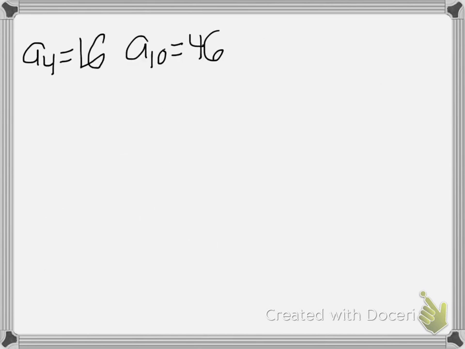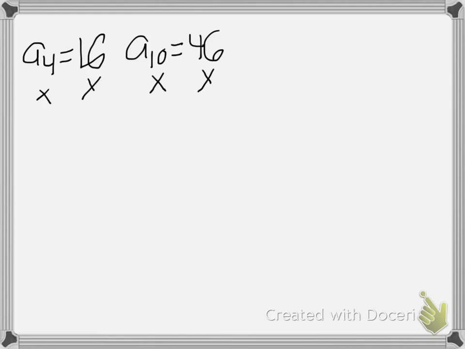Okay, so now all you're given is 2 points. A sub 4 equals 16 and a sub 10 equals 46. The thing that you need to realize about this is, remember, there is a constant difference between each of these points. So how do I find that constant difference? Well, this is kind of like a slope. This is an x value, this is a y value, this is an x value, this is a y value. So you have two ordered pairs. How do you find the slope of the ordered pair? The slope is the constant difference.